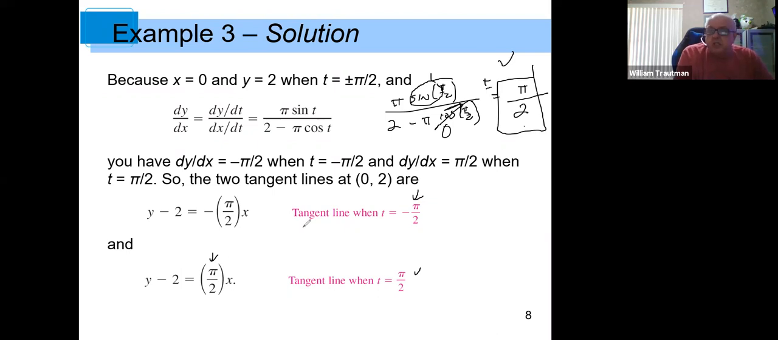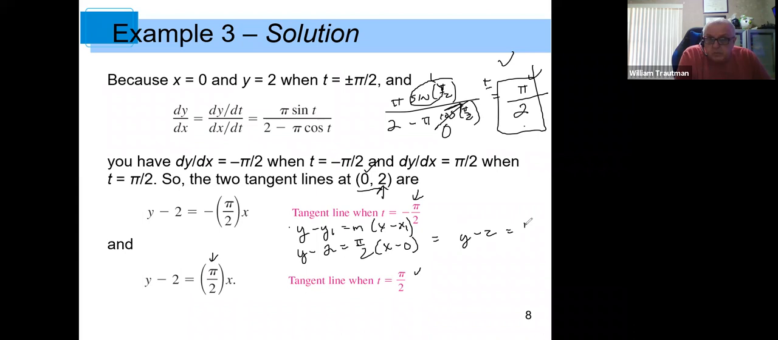We have to plug it in; they want us to write an equation. So we're going to use point slope. We have a point: y minus y1 equals m times x minus x1. Y minus y1 is 2, the slope we got for this first one is pi over 2, and x minus x1, where x1 is 0. So we end up with y minus 2 equals pi over 2 times x. And that's what we got here.